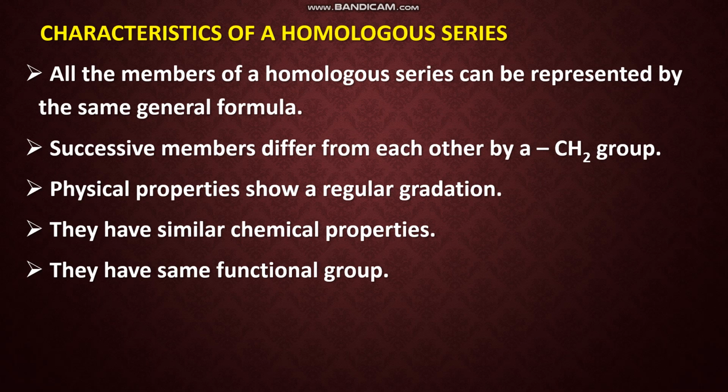Now let us see what are the characteristics of a homologous series. We have seen already in the definition, the same thing, only point-wise you have to write for the characteristics. So all the members of a homologous series can be represented by the same general formula. Next, successive members differ from each other by a CH2 group. Successive members means adjacent members, the nearby members.